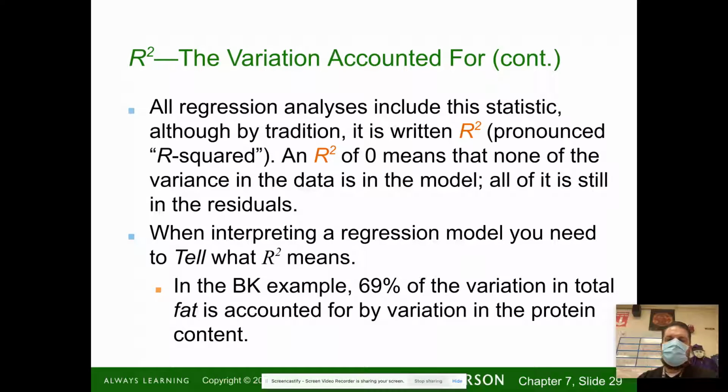An R squared of 0 means that none of the variance of the data is in the model. All of it is still in the residuals. So when interpreting the model, you need to tell what R squared is. In other words, we're looking to see what the variance is.